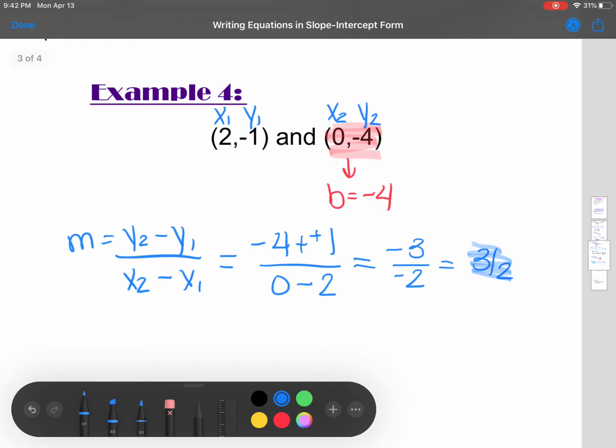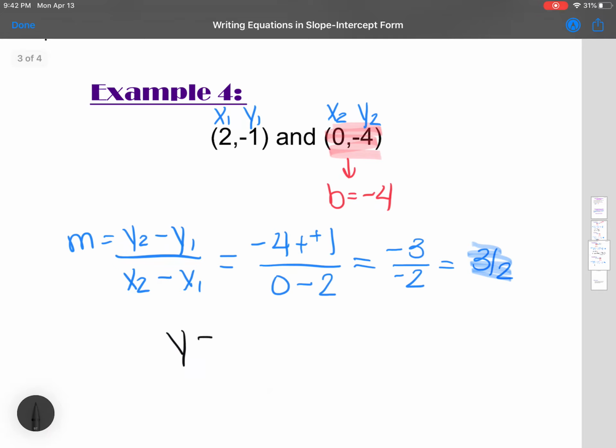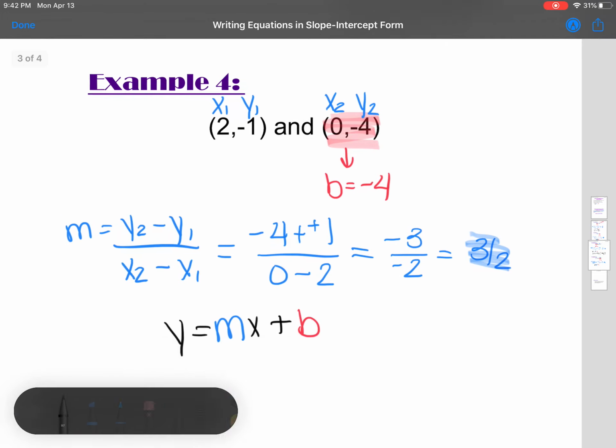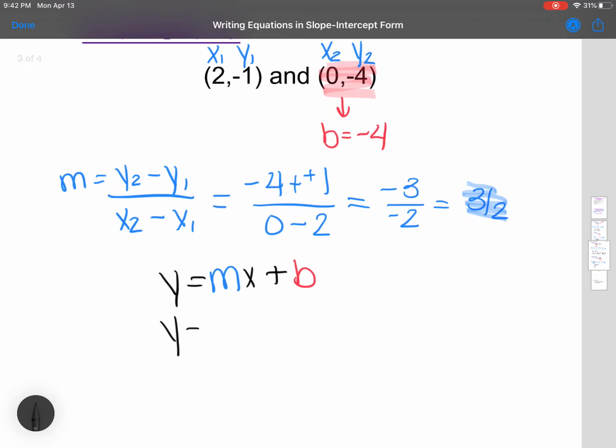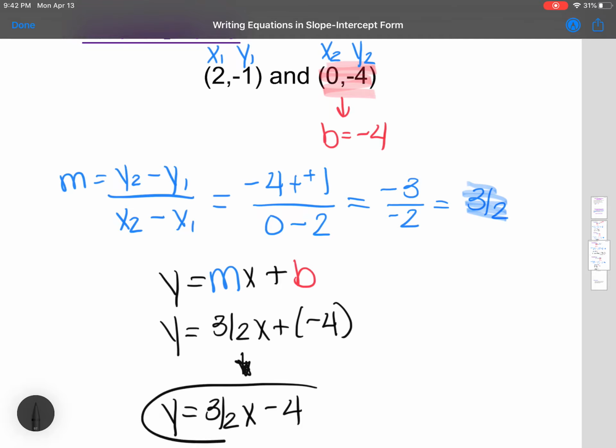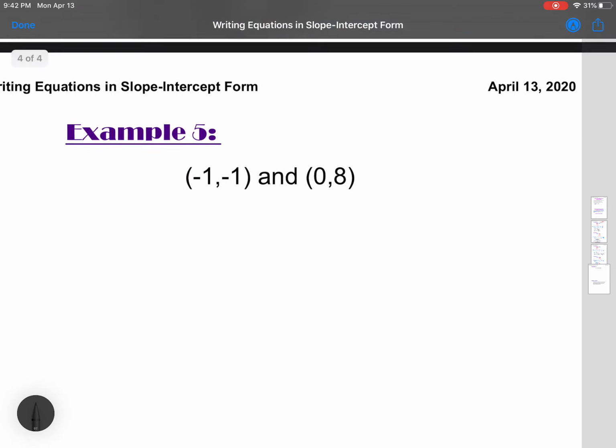Now I just have to plug it into my equation. Nice and simple. Y equals mx plus b. Okay, so plugging things in, y equals 3/2 x plus negative 4. Again, I want to simplify that. Plus and negative just becomes minus. Y equals 3/2 x minus 4. Okay, I've got 2 examples left, and then we're totally done for the day.